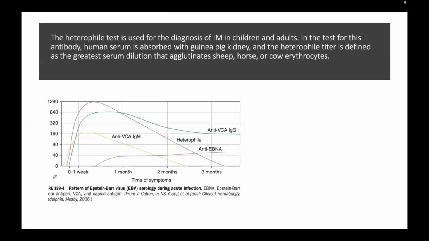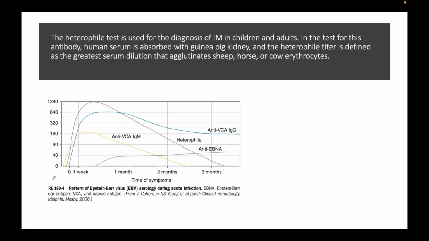And take note of the test. This is the heterophile test, which is used for the diagnosis of infectious mononucleosis, both in children and in adults. In your micro books, it only mentions agglutination of sheep's RBC. In Harrison's, it goes beyond that. It involves agglutination of either sheep, horse, or cow erythrocytes. Okay, so please take note of that.